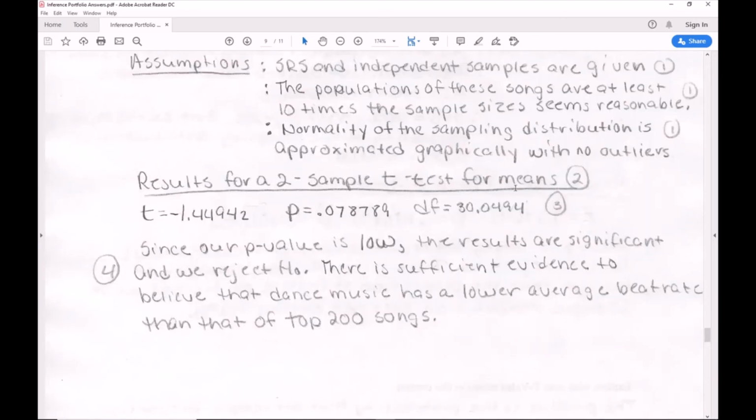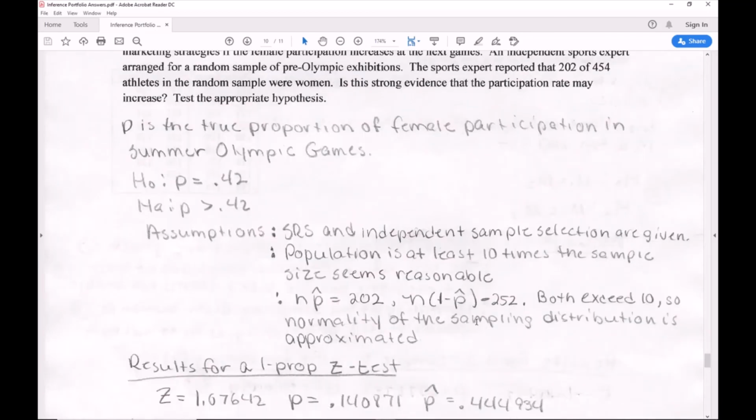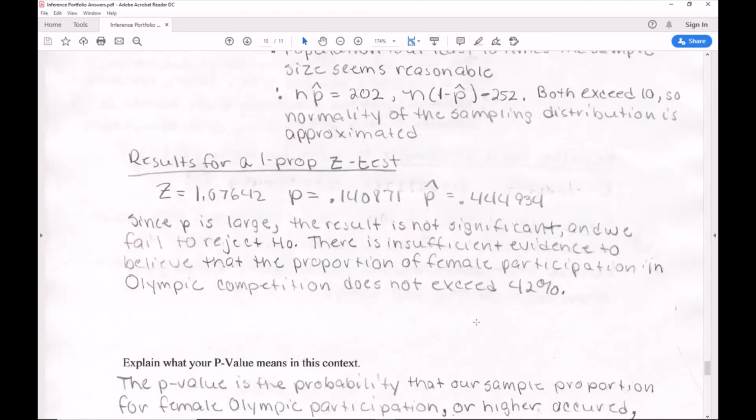Name it correctly, put the means on there: matched pairs t-test for means, 2-sample t-test for means, 1-sample t-test for means. There are other kinds of t-tests. People that got this far typically did get the correct P-T and degrees of freedom and everything and got the right conclusion. All right, number 9.